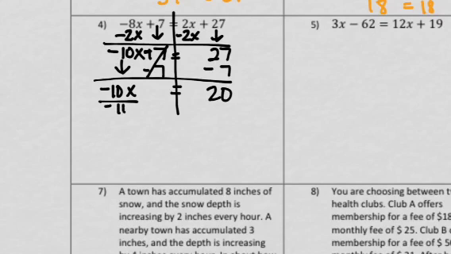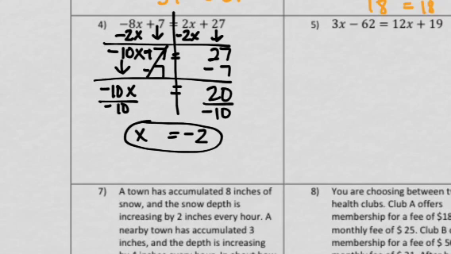Divide both sides by negative 10 to get x by itself. So x equals negative 2. And you are on your own to check that answer.